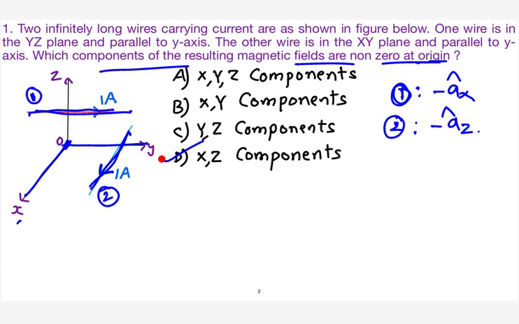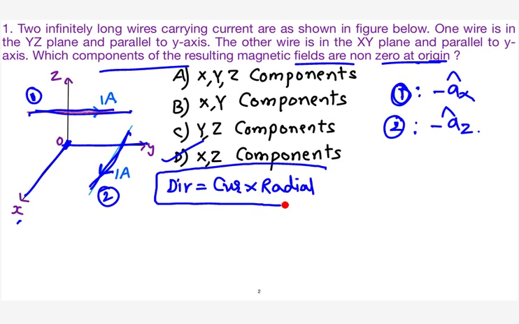So let us do it using our conventional method also. The second method: the direction of the magnetic field is equal to current cross radial direction. Remember, radial means always going away from the source. You should keep this point in mind. Radial direction means moving from source to observer.